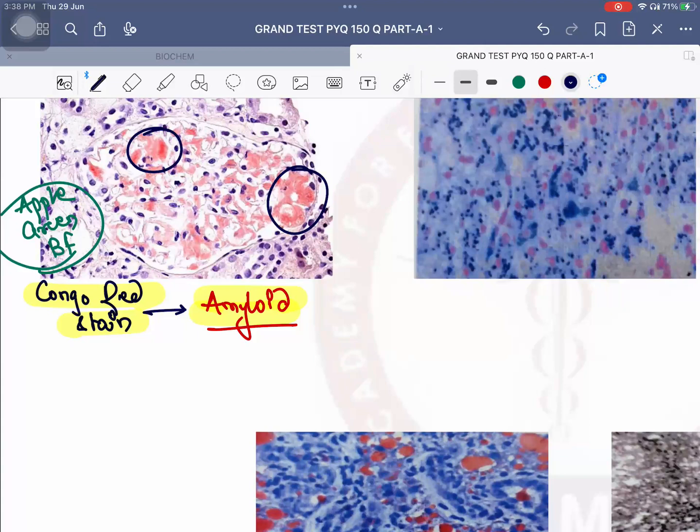Most common organ involved in generalized amyloidosis, kidneys. Very good. It is the kidneys which are the most common organ involved. Sago spleen, lardaceous spleen. These previous year questions have come. These are examples of amyloidosis in spleen itself.